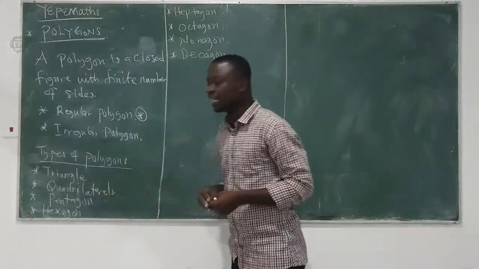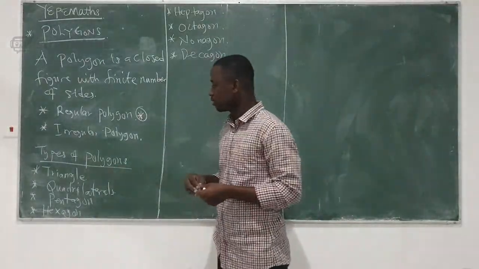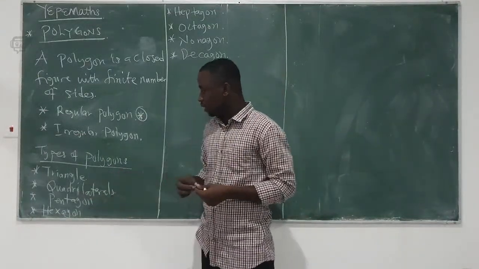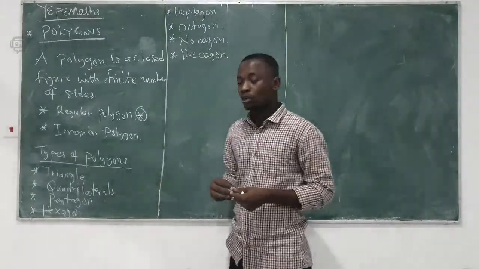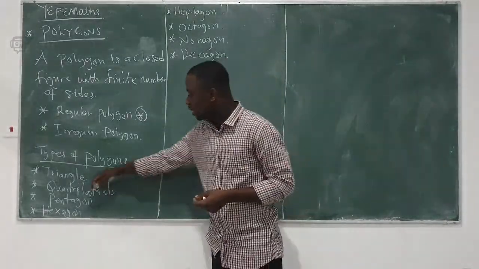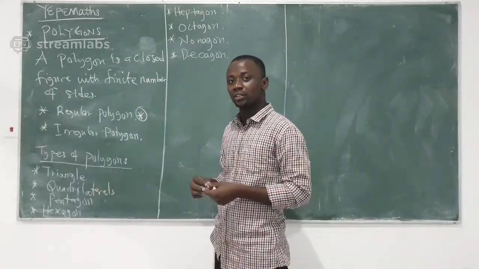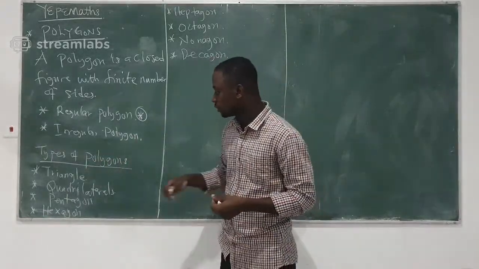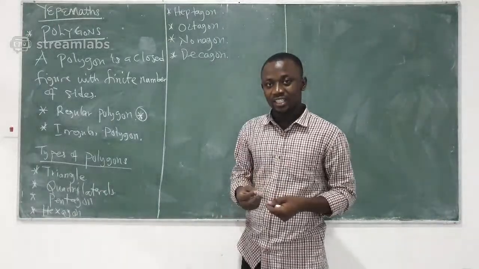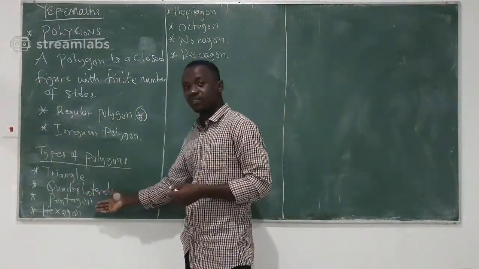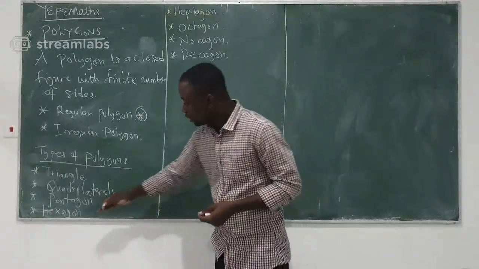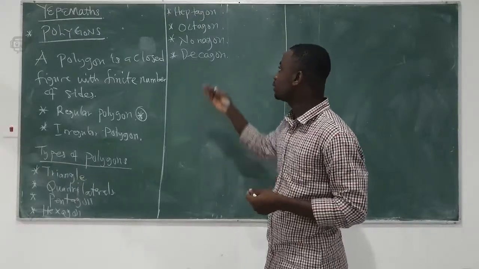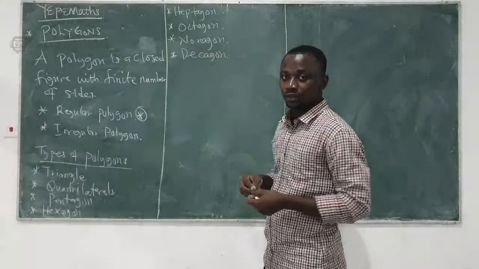So a triangle is a type of polygon with three sides. And then we can also talk of a quadrilateral. It's also a type of polygon with four sides, and it has four interior angles. The same way, a triangle has three interior angles. Pentagon with five sides, and that means it will have five interior angles. Hexagon with six, heptagon with seven sides, octagon eight, nonagon nine sides, and then decagon 10.